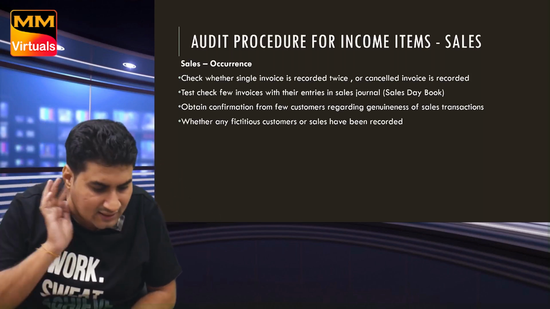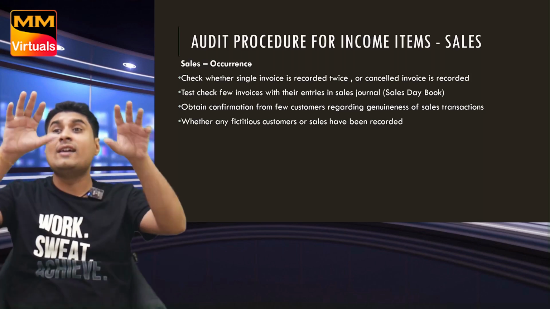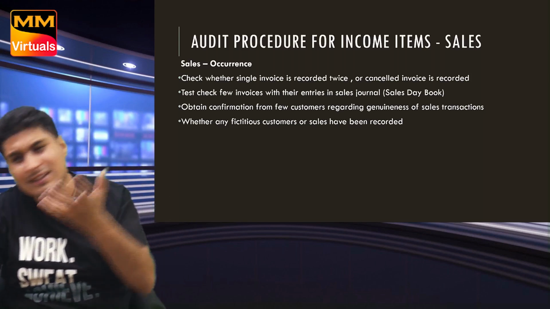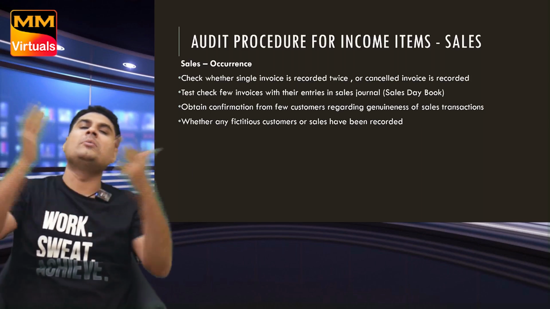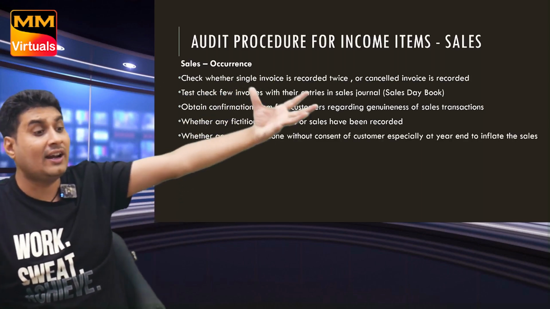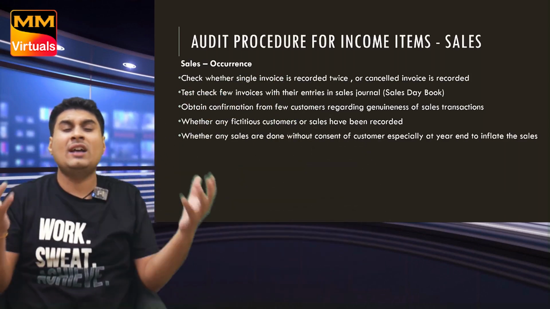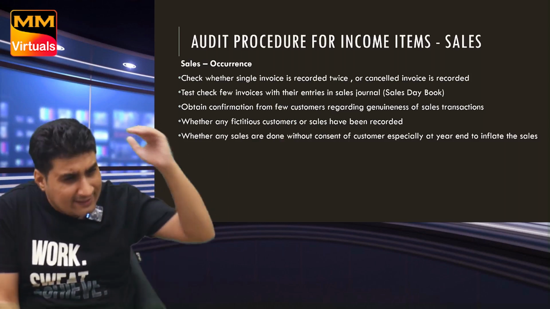Next, any fictitious sales recorded. You have to check that also. Any dummy sales recorded or not. How to check? Dispatch document, after confirming with the customer. If the customer is not confirming, the sale is dummy. Second, any sales done in the year end, especially check 30th March, 31st March. It will be just to inflate the sale, to achieve the targeted figure.